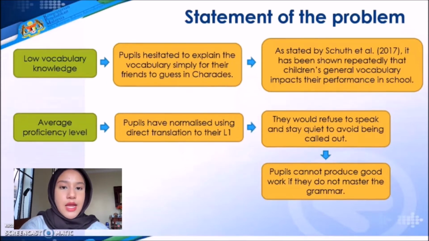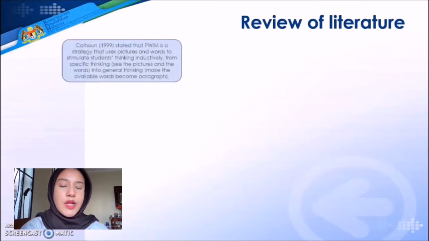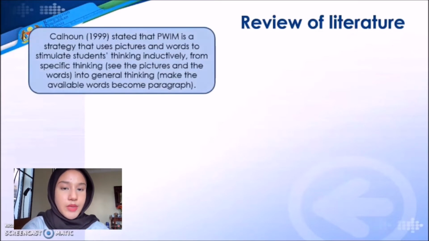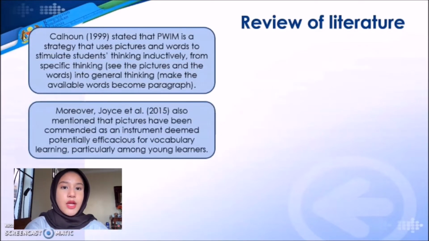Moving on to the next slide, I will explain the literature review based on my research title. In this research, the strategy used in teaching descriptive text writing ability is the Picture Word Inductive Method (PWIM). Calhoun 1999 stated that PWIM is a strategy that uses pictures and words to stimulate students' thinking inductively from specific thinking, which is seeing the pictures and the words, into general thinking, which is making the available words become paragraph.